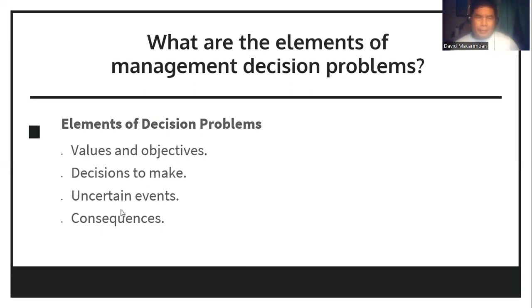Then, uncertain events. So, ito yung mga elements of decision problems na uncertain events, yung mga hindi siguradong mga events pero kailangan natin mag-decision dahil may kailangan ng sitwasyon. Then, consequences. So, kung ano man ang desisyon na nagawa natin, part ng management, ay paninindigan natin yan.